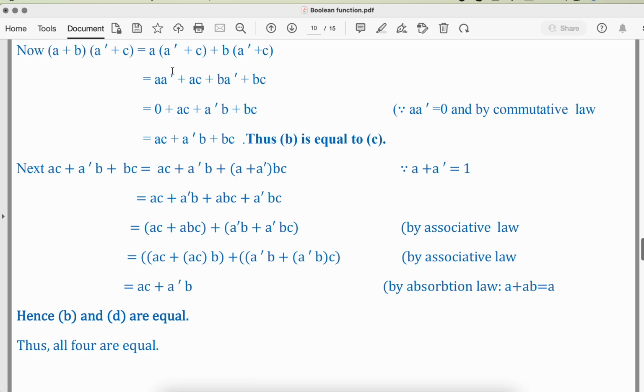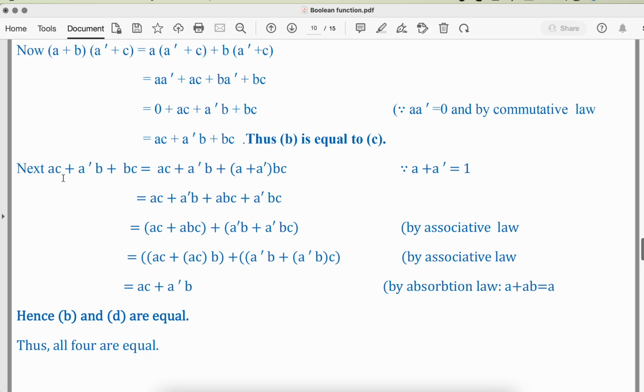But AA' is 0. So AC plus, by applying the commutativity, A'B + BC. So it means AC + A'B + BC, because 0 plus AC is AC. It means B and C are equal, B is equal to C or C is equal to B.